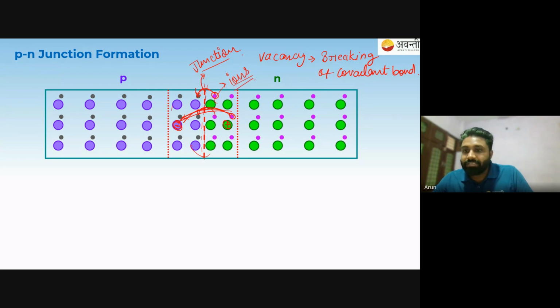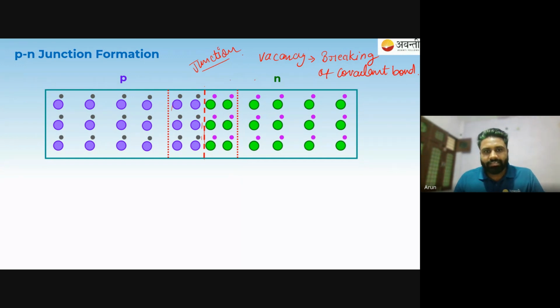Okay, so these are the ions that we have here only remaining. Got it? So let me summarize this. What will happen? Initially, electrical neutrality will hold at the junction. But what will happen? This electron at the junction can jump into this vacancy. This is a possibility.